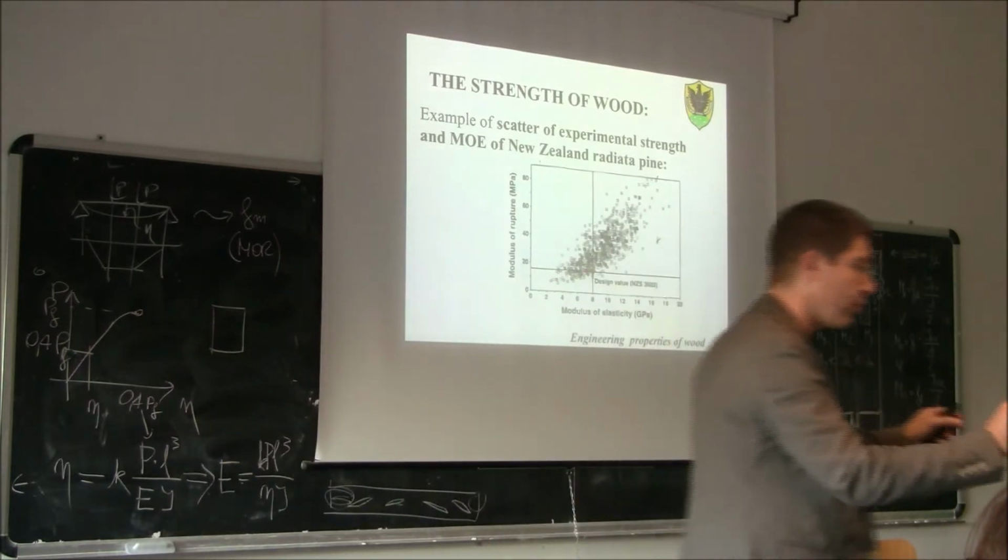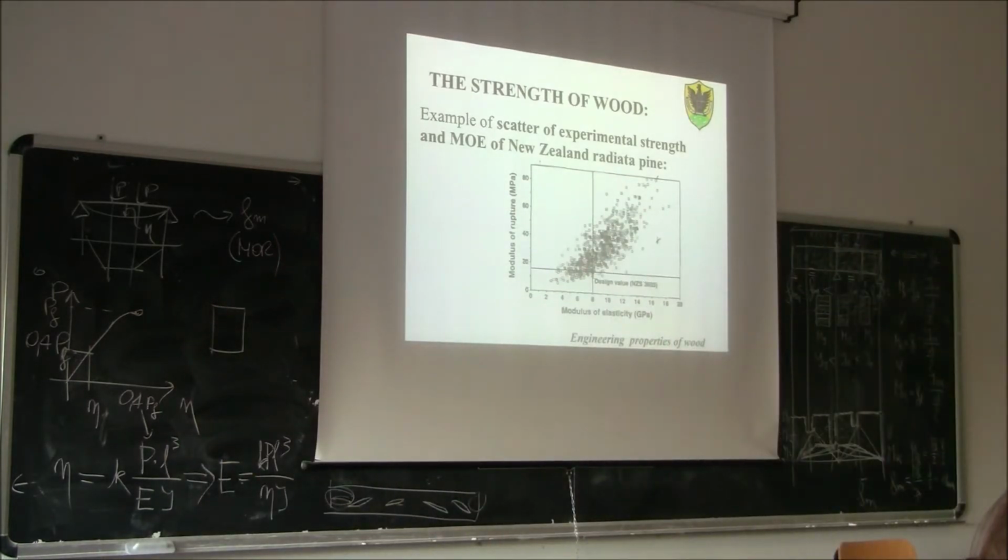So for each piece of wood, you said we took 10,000 pieces of wood, we tested them, from each test we get 10,000 values of modulus of elasticity and 10,000 values of modulus of rupture, so bending strength. So each of those points represents one specimen. Okay, so we do this. They did this exercise some years ago in New Zealand, and that was the result.